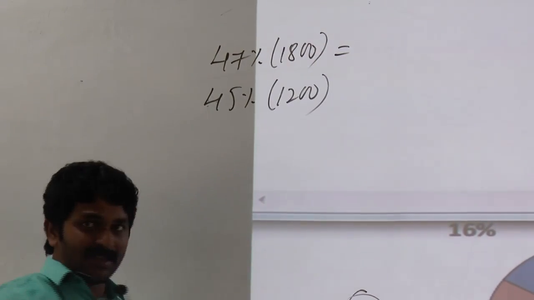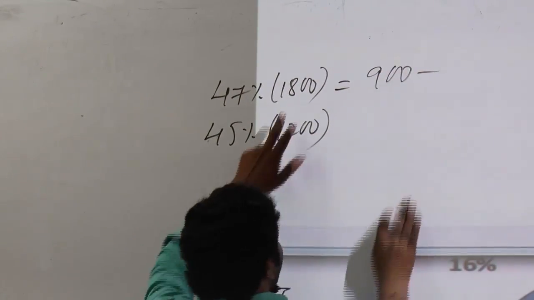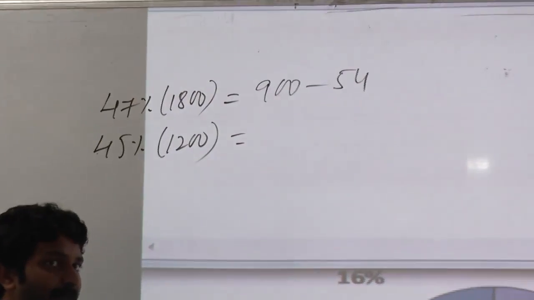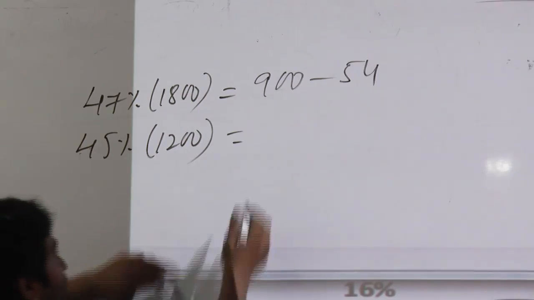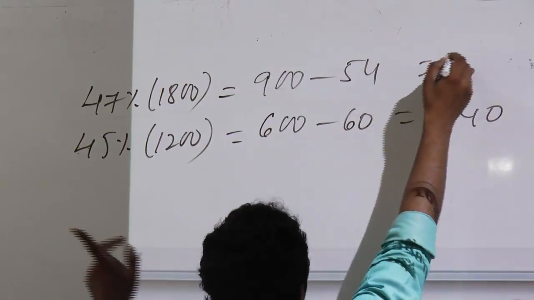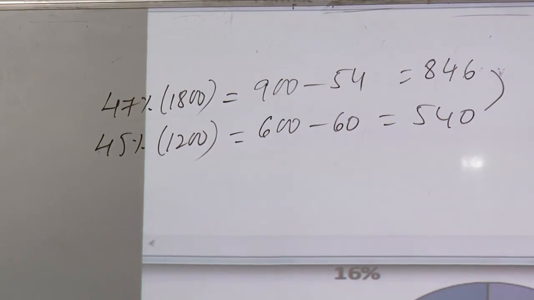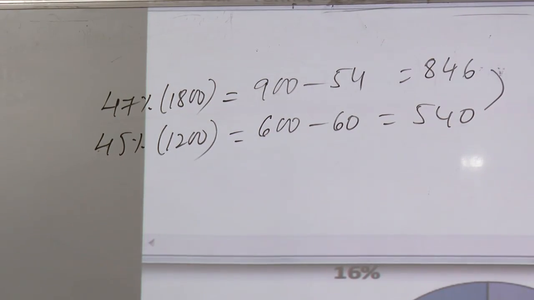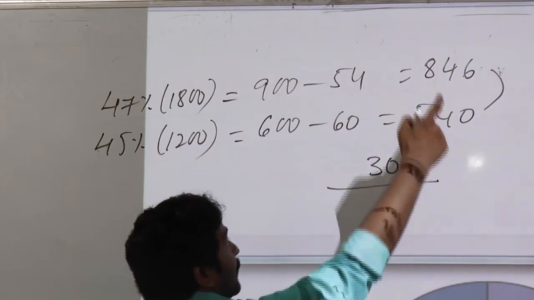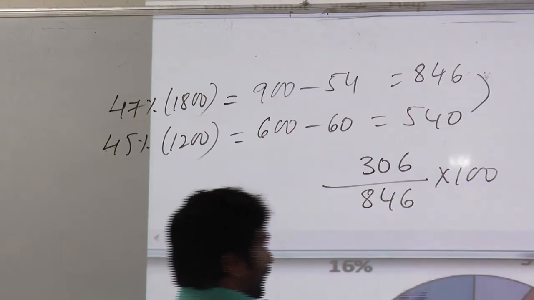47% is 50% minus 3%. Is that okay? 50% is 900, 3% is 54. 45% is 50% minus 10% of it. 50% is 600 minus 60. This is 540 and here it is 846. Difference is 306. 306 clerical employees are there out of 846, as a percentage, right? So into 100.